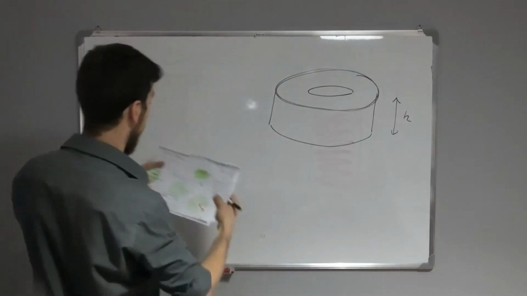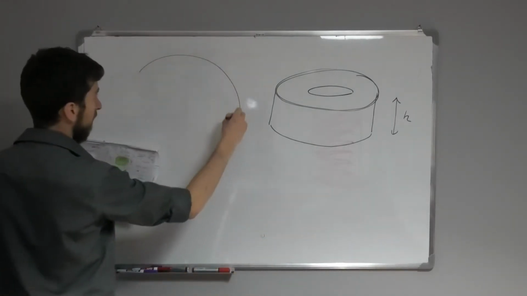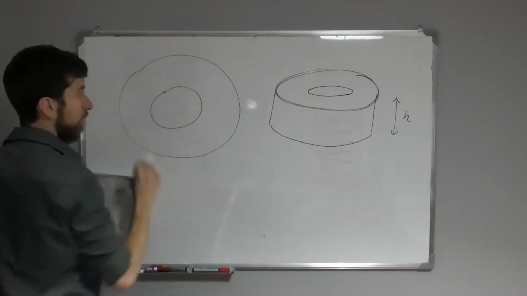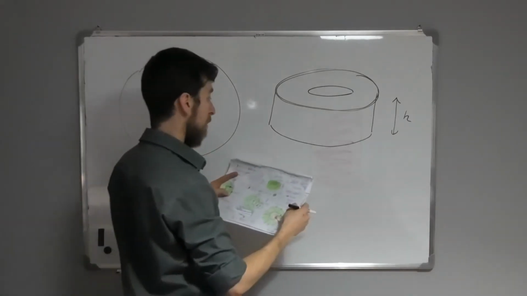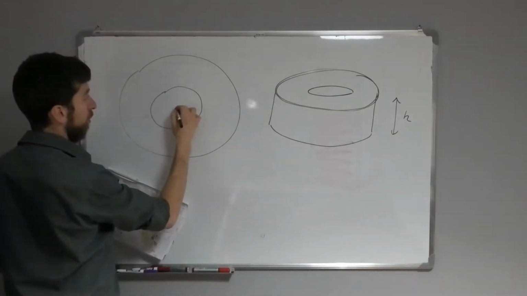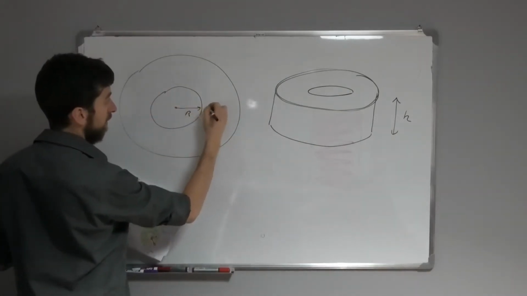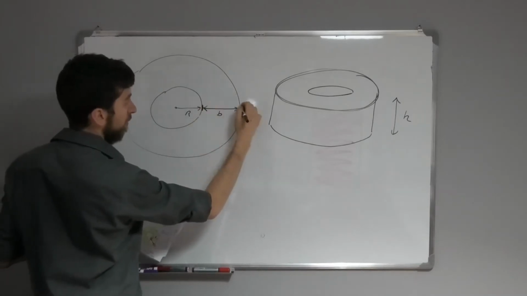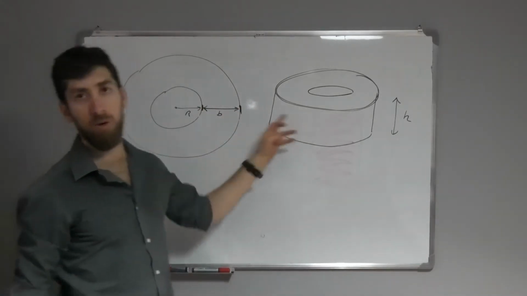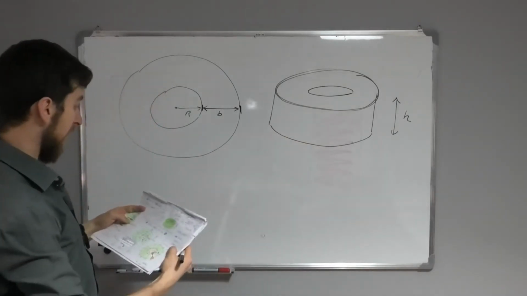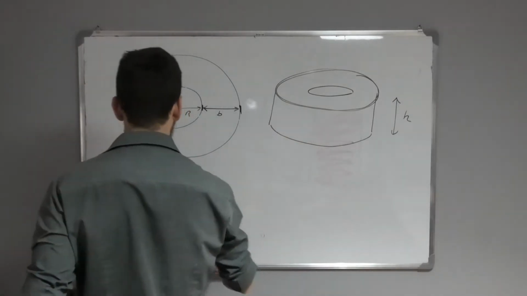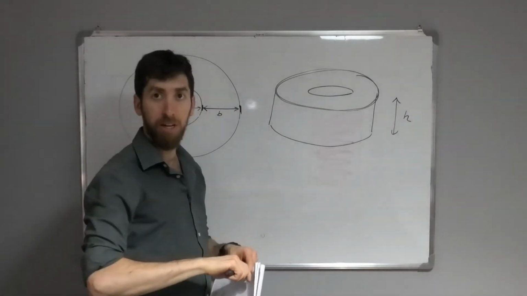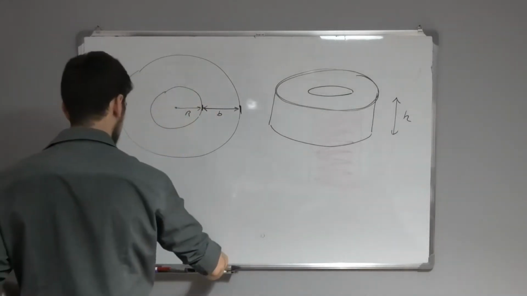I can look at it from above. If I'm looking from above, it's just a circle with a hole inside. Let's also give the geometry. This one is R, and this distance from here to here is b. This is the dimension of my toroid. Perfect. And the thing that I'm adding here is a wire. Let's do it in a different color, let's do it in purple.